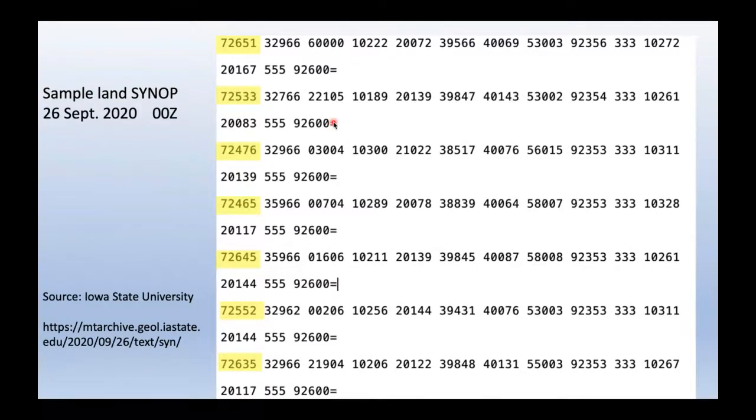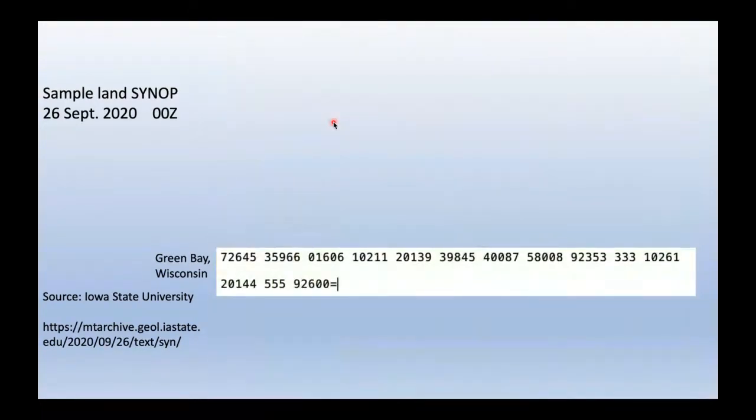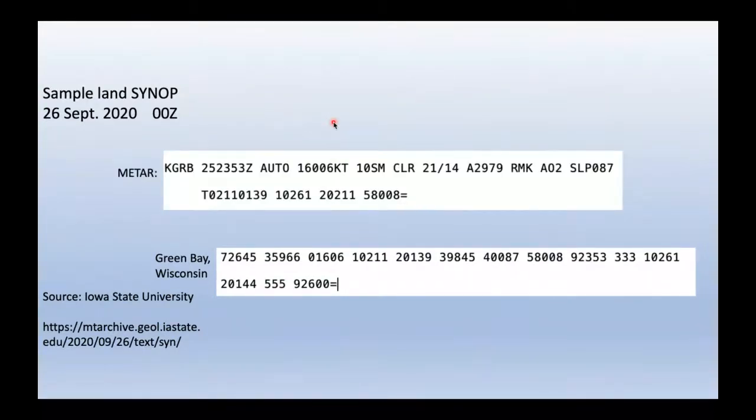And the highlighted portions here are the 5-digit identifiers. And if you happen to know that Green Bay, for example, is 72645, then you see that that's the report we're getting at that time for Green Bay. And so I'll highlight that and single it out. And we can compare that then with the METAR report, which came out at exactly the same time using the same information, but just encoded in a different way.